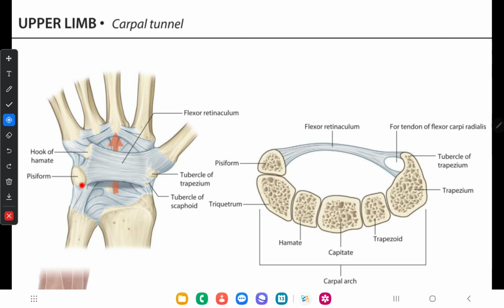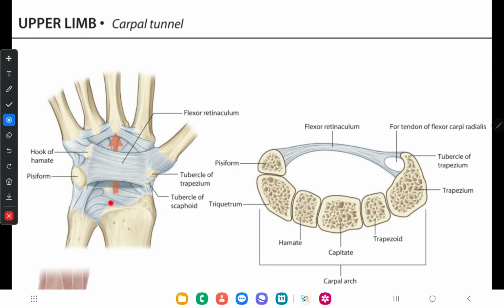Those four attachments are: medially it is attached to the pisiform bone. Medially and proximally it is attached to the pisiform bone. Medially and distally it is attached to the hook of the hamate. Laterally it is attached to the tubercle of the scaphoid. Laterally and proximally it is attached to the tubercle of the scaphoid. Laterally and distally it is attached to the tubercle of the trapezium.